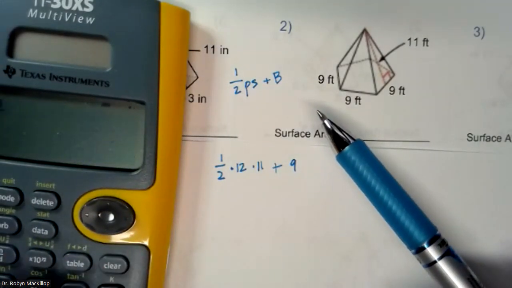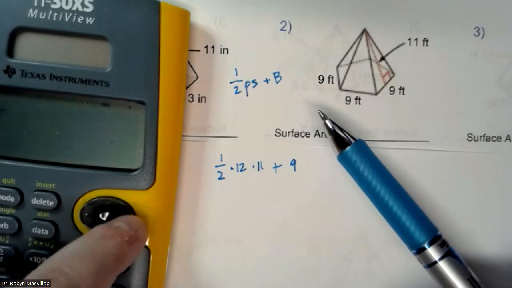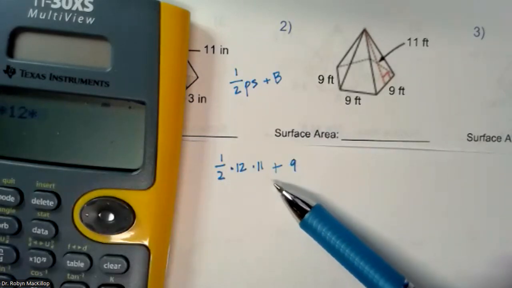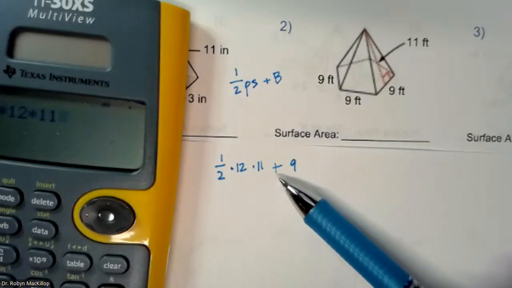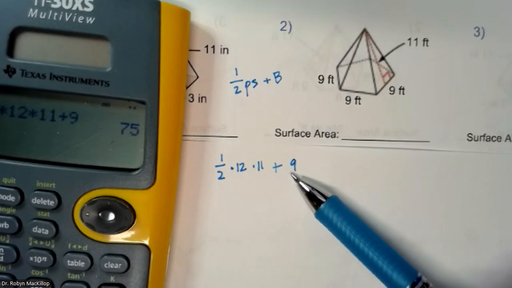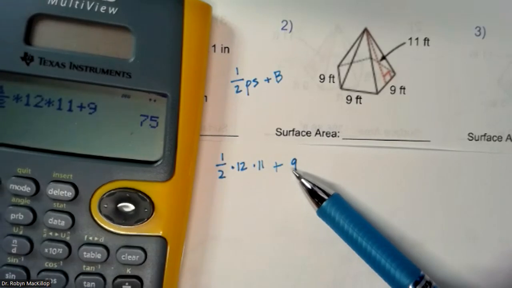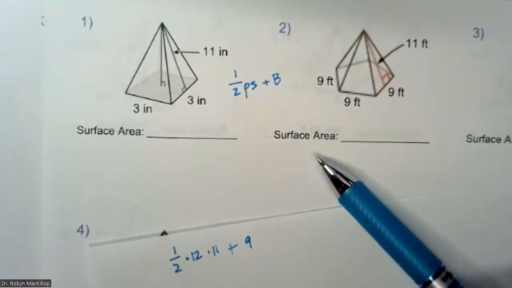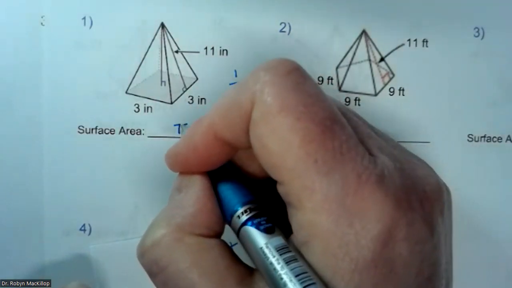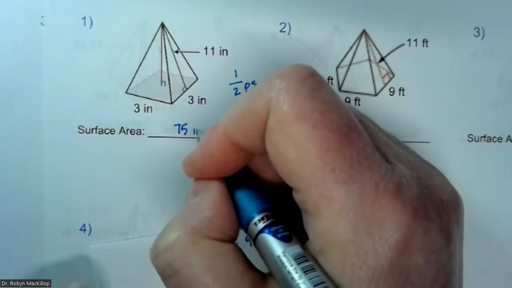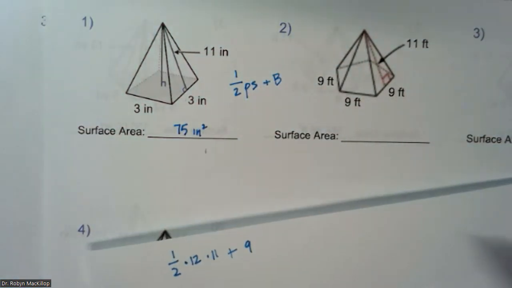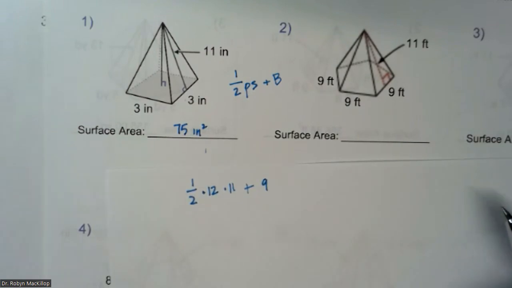We've got fraction 1/2 times 12 times 11 plus 9. That should come out to 75. That would be 75 inches squared. And again, GED will do those for you. You don't have to worry about it. Let's see if we can do the volume of a pyramid based on this.